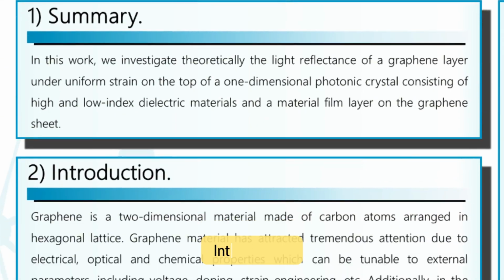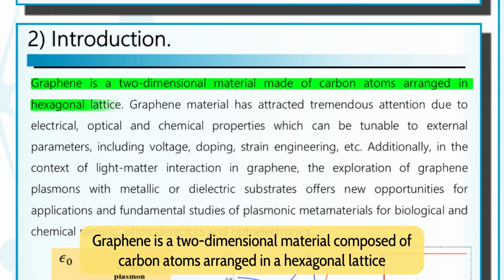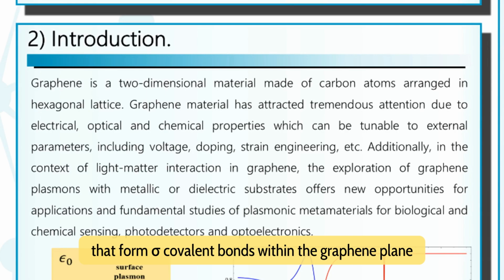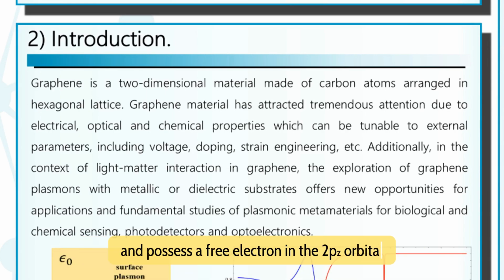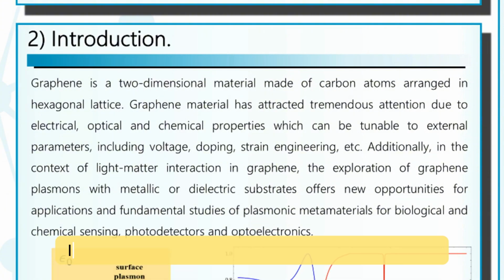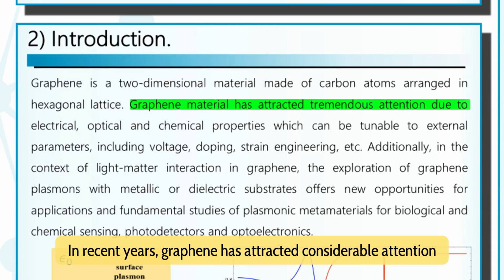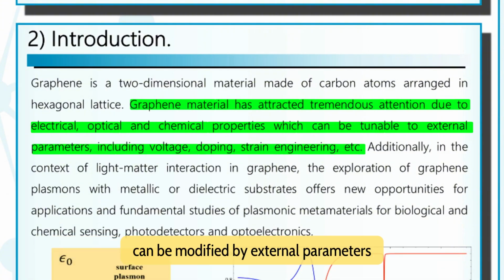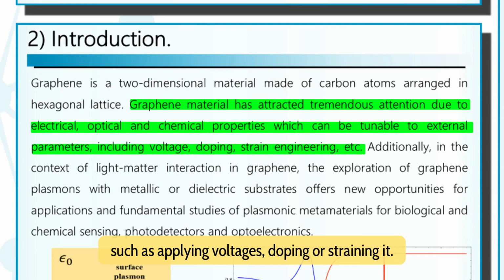Introduction. Graphene is a two-dimensional material composed of carbon atoms arranged in a hexagonal lattice that form sigma covalent bonds within the graphene plane and possess a free electron in the 2pz orbital, which is responsible for its optical and electrical properties. In recent years, graphene has attracted considerable attention due to the fact that its electrical, optical, and chemical properties can be modified by external parameters such as applying voltages, doping, or straining it.